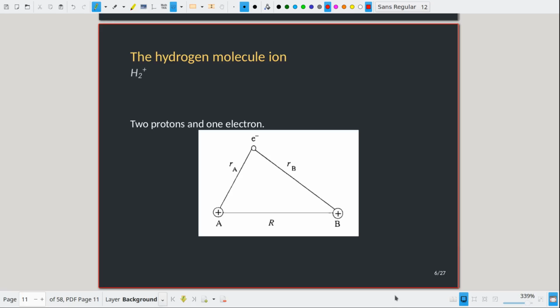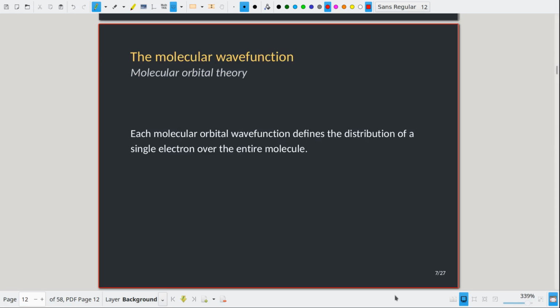So how can we describe the motion of this electron, which will be somewhere in between these 2 nuclei? Well, we can use so-called molecular orbital theory. Basically the behavior of this electron in this molecule will be described by a molecular orbital wave function, which will define the distribution of a single electron over the entire molecule. So that electron does not belong to proton A or proton B, so it does not belong to either of the 2 nuclei of that molecule, but it will be in a molecular orbital over the entire molecule.